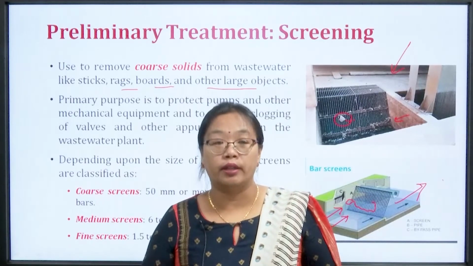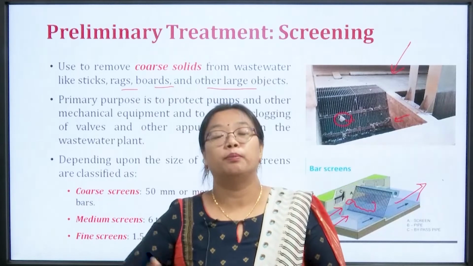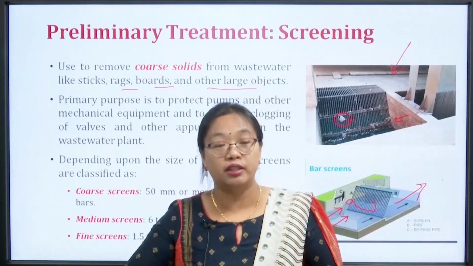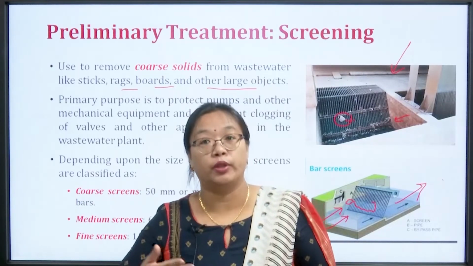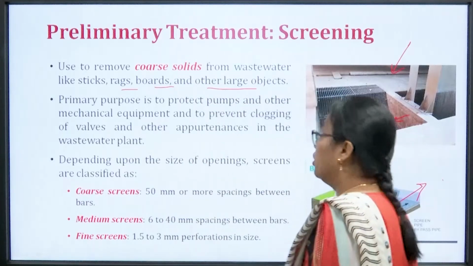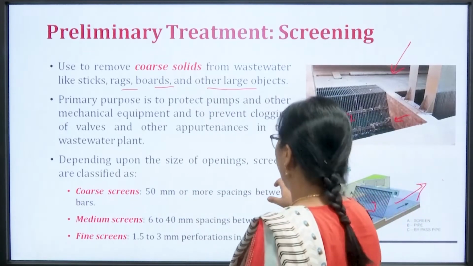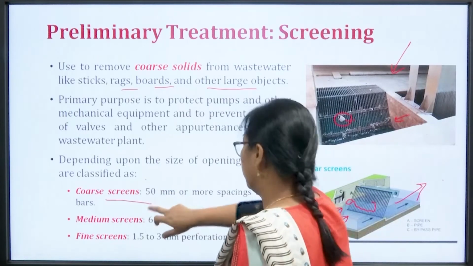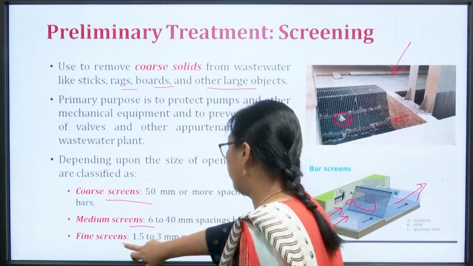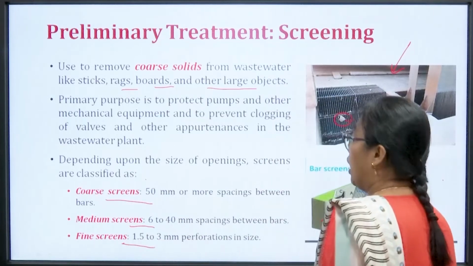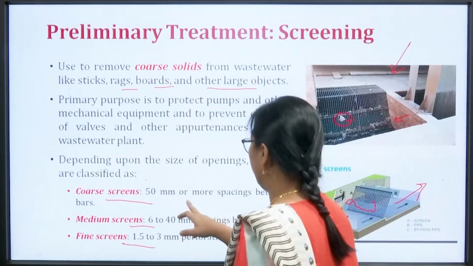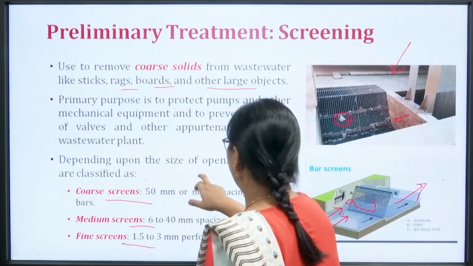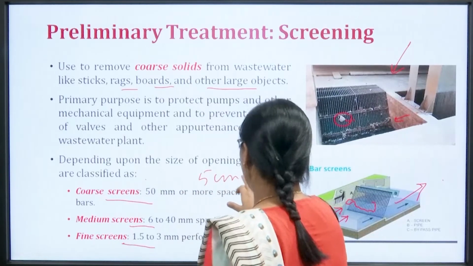So, you do not want that. So, for that what you do is simply put a screen, which is a very easy and effective way of doing things. Depending on the size of the openings, screens are classified as coarse screens, medium screens and fine screens. In coarse screens you have 50 mm, that is 5 centimeter spacings.